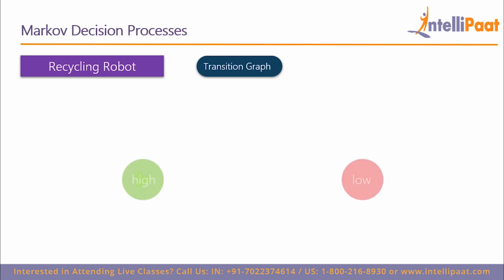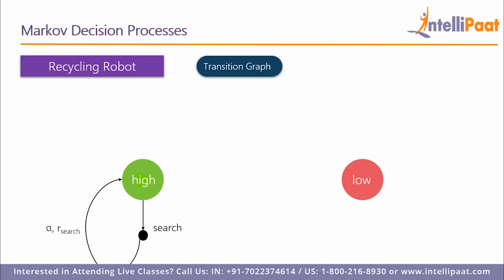First let's draw the states using the circles, high and low. Searching for cans when the energy level is high might reduce the energy level to low. So that is the search action that we can take from the high state. Let's say the search action in the high state might not change the battery level, so the state won't change. The probability is alpha that the search action in the state high does not change the state, or the energy level might drop to low with the probability of 1 minus alpha. In both these cases, the robot's search returns the reward of R search.